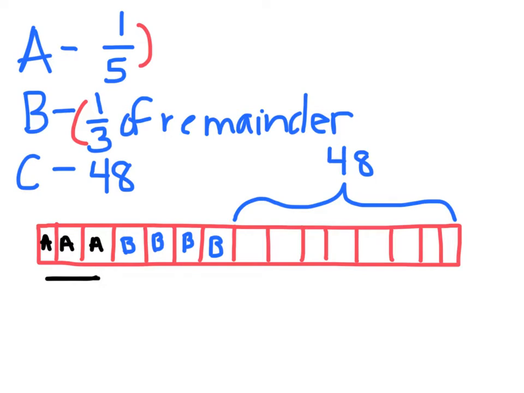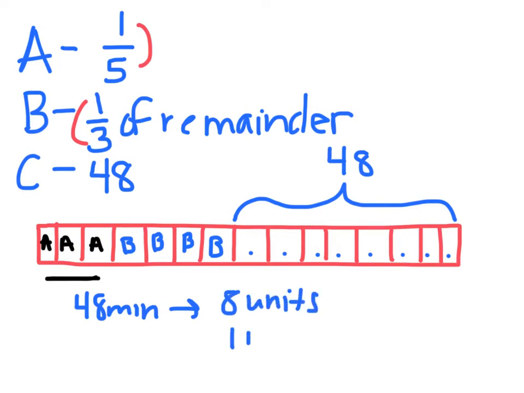So to figure out how many minutes each section is worth, we'll say that 48 minutes is equal to 1, 2, 3, 4, 5, 6, 7, 8 units. So 1 unit of time for the test is equal to 6 minutes. Okay. So our question was, how much time did Ben take to complete the whole test?